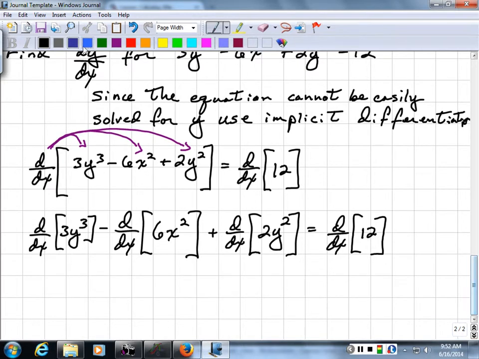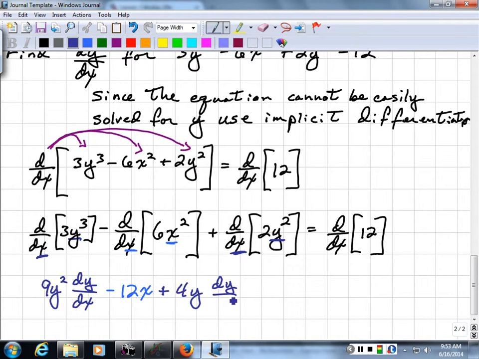So this first one, I notice that the variables do not match. So my derivative is going to be 9y squared dy over dx. I notice for this one that the variables do match. So it's simply minus 12x. I notice for this one that the variables do not match. So it's plus 4y dy over dx. And it doesn't matter with which variable I'm taking the derivative, the derivative of a constant is always 0.